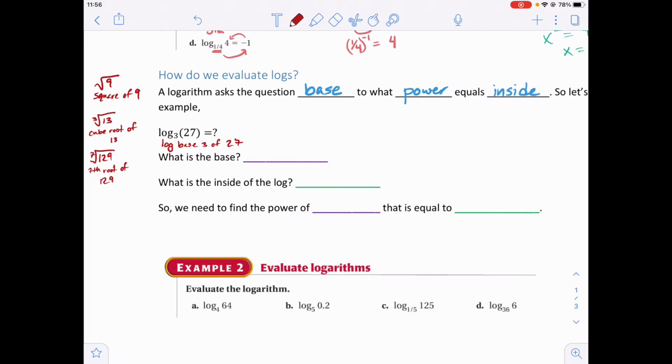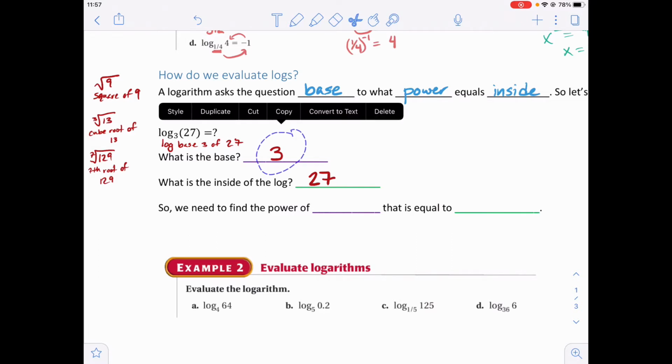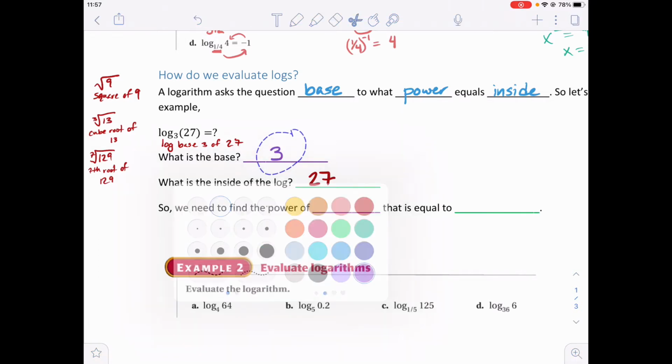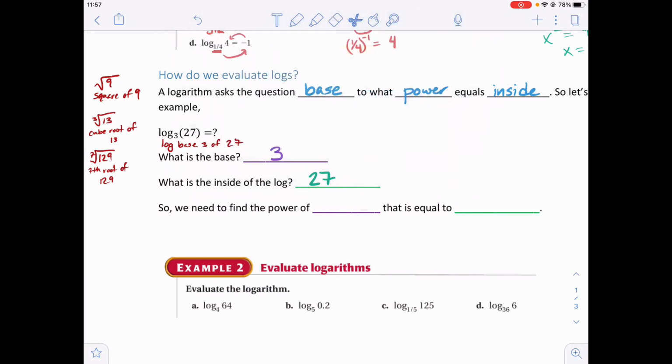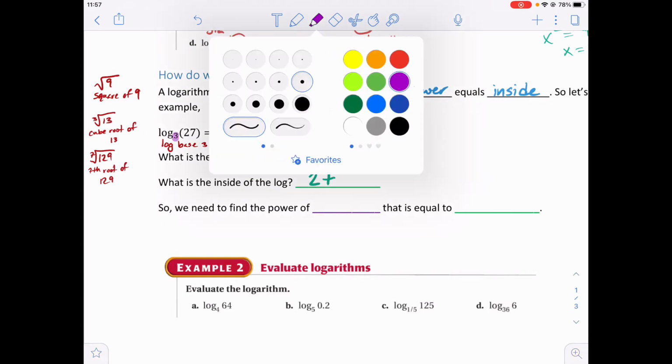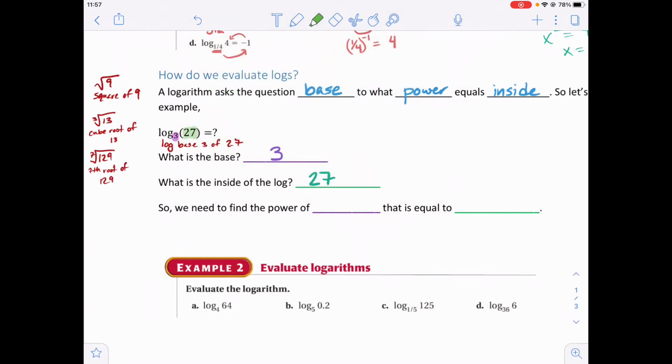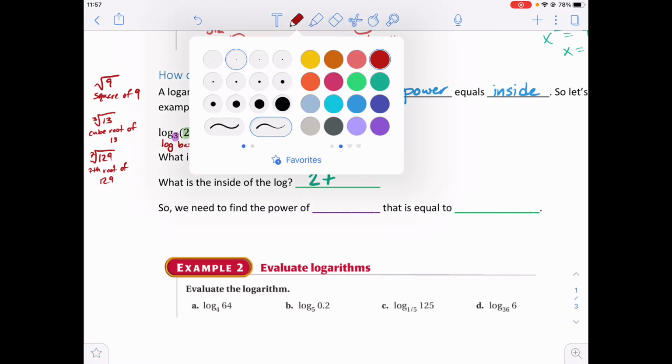What's the base? Well, the base is 3. What's inside the log? 27. Let's color code these. We'll make this purple, make this green. So our base is down here. Our inside is going to be in parentheses. If it's not in parentheses, then it's not inside the log.